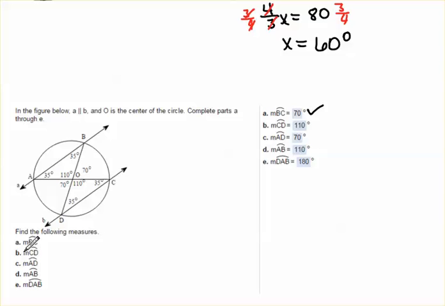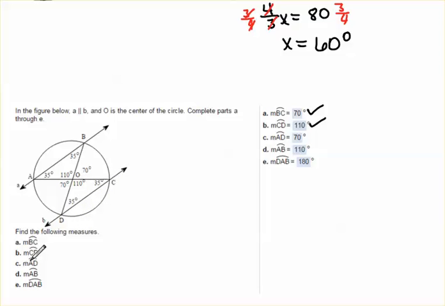Next, they're asking us for the measurement of arc CD. So arc CD would be this arc right here. And again, it has to be the same amount as that angle measurement. So that angle measurement is 110. So is the arc. See how easy this is?